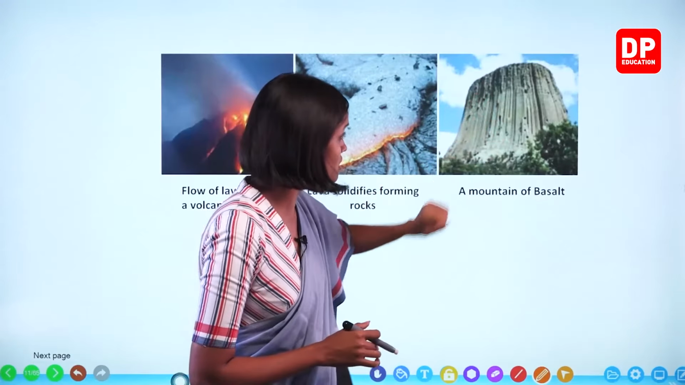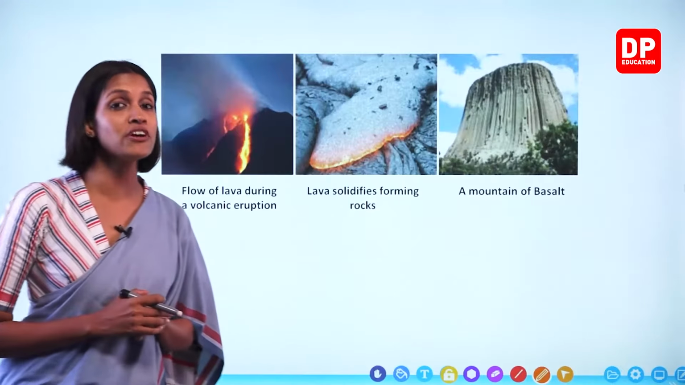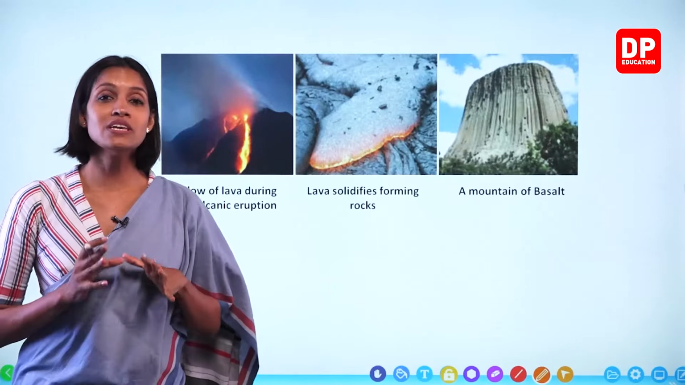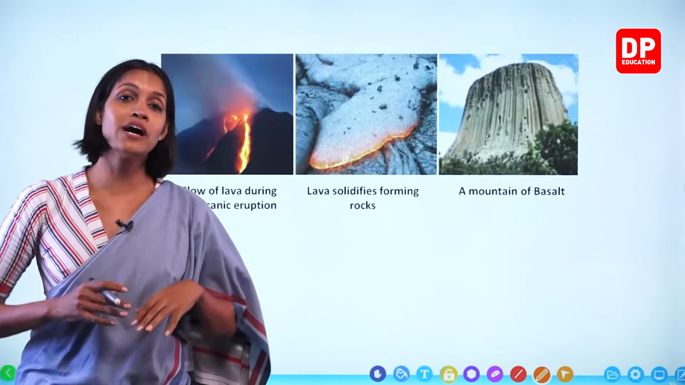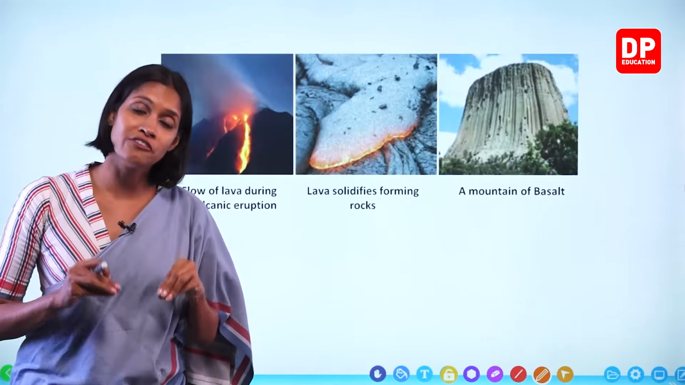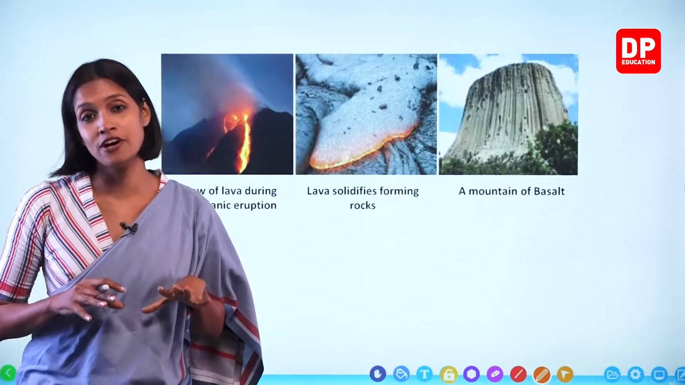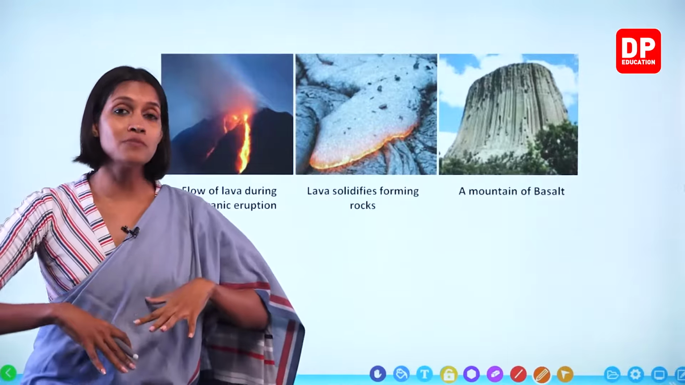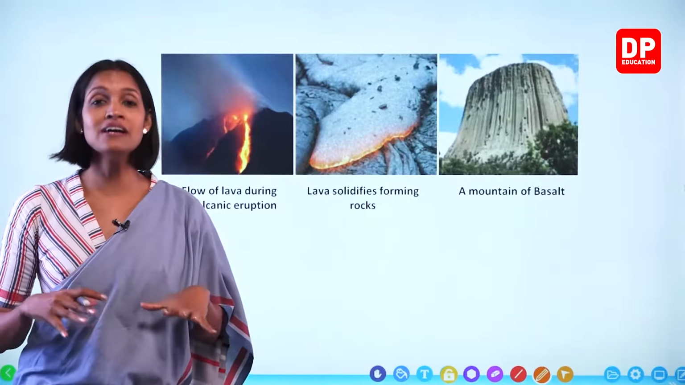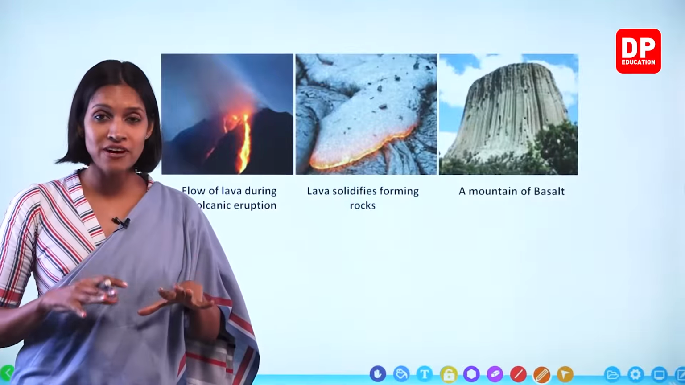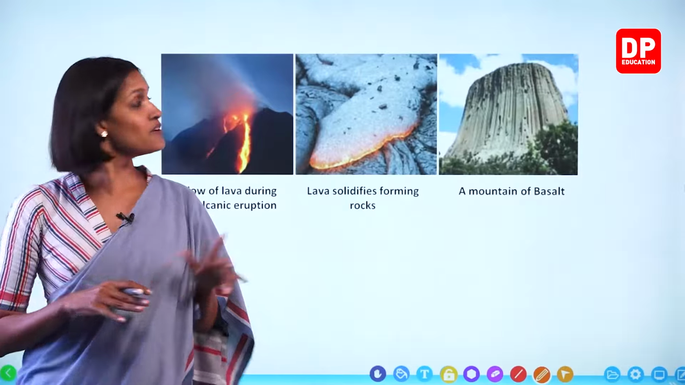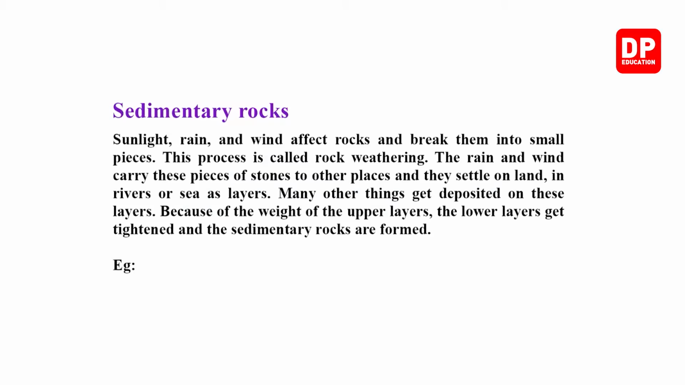Right, this is a mountain of basalt. Basalt is a type of igneous rock. Now you know igneous rocks are the rocks formed by cooling down or solidifying of magma or lava. During volcanic eruptions, magma comes to the earth's surface as lava. This lava solidifies and forms igneous rocks. Right, children? We'll move on to the next.